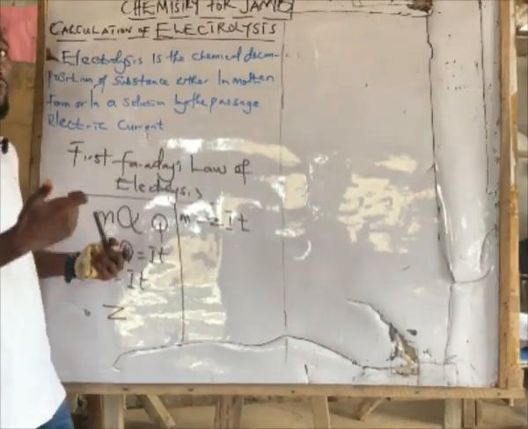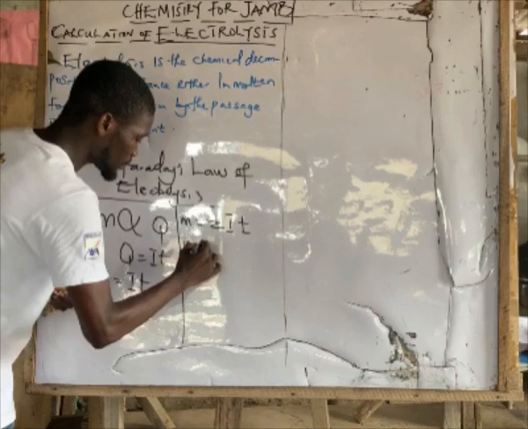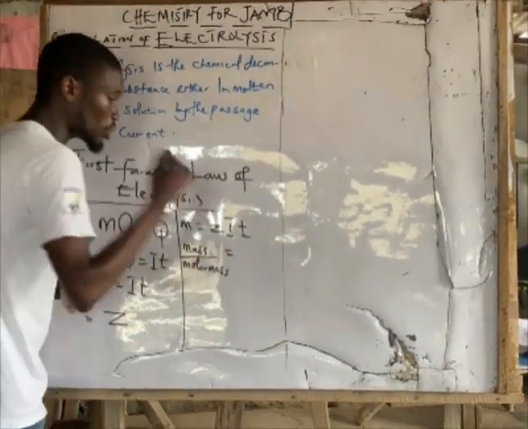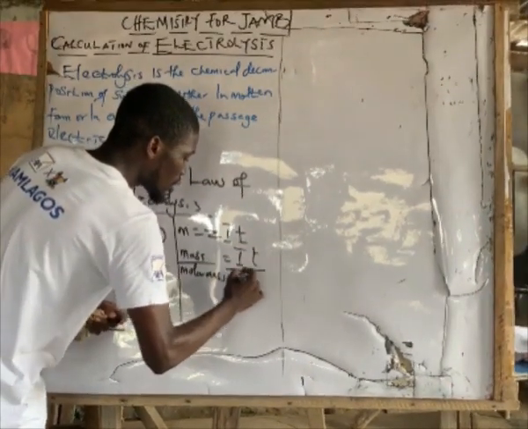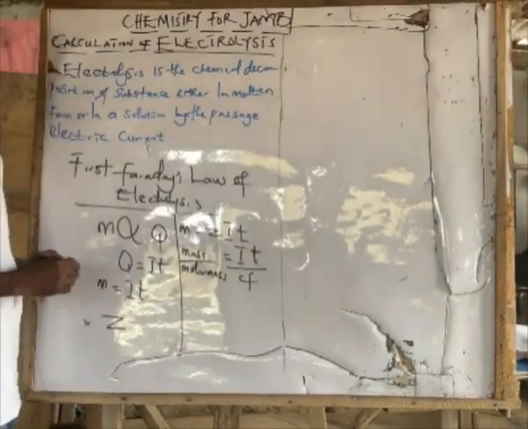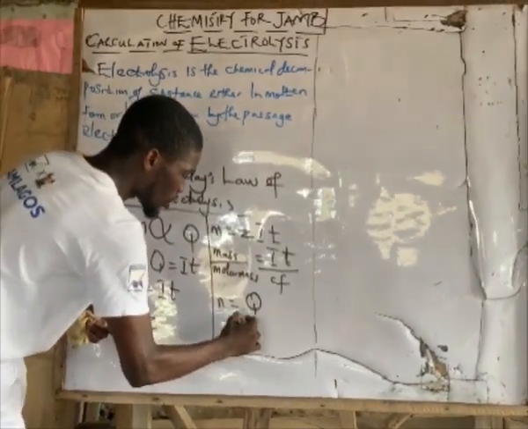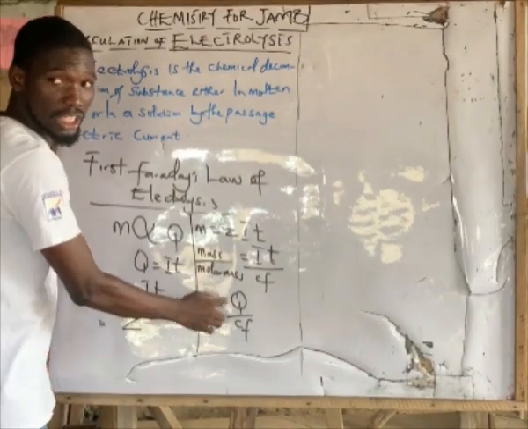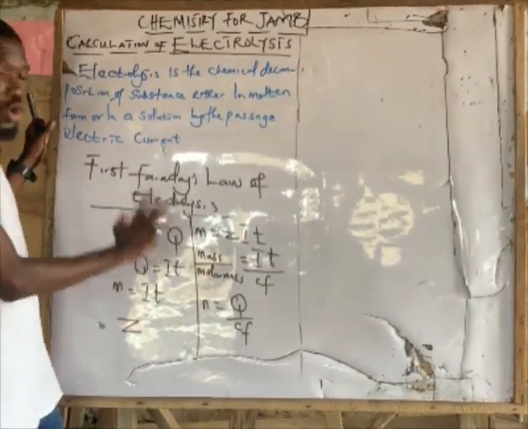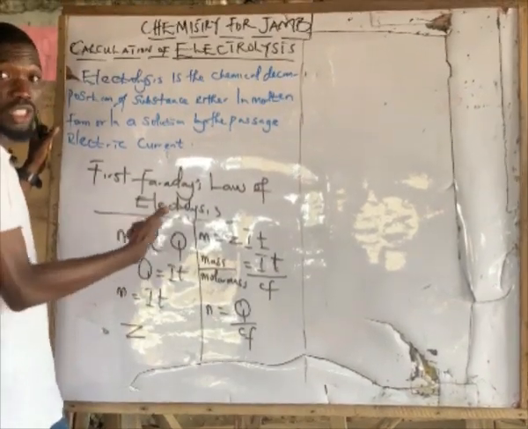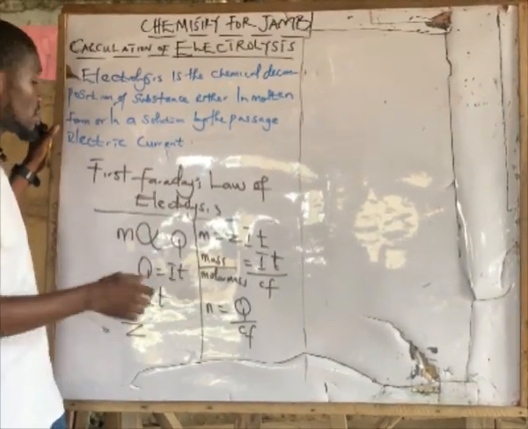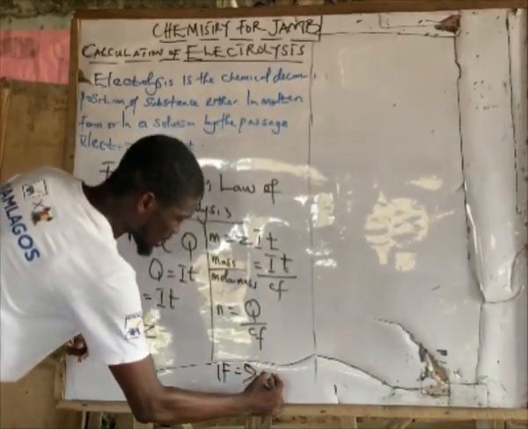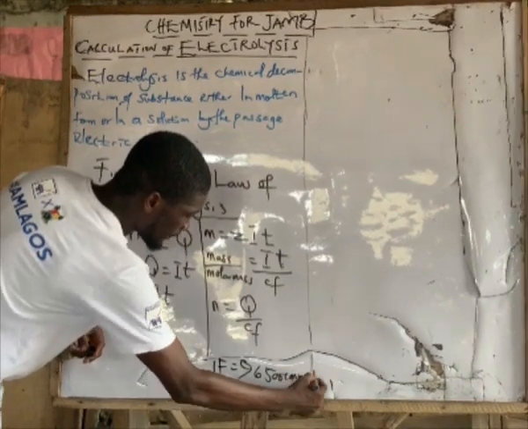The other formula which I said I'm going to expose you to is mass over molar mass equal to IT over CF. We also have n is equal to Q over CF. Mind you, IT is the same thing as Q, and Q is the same thing as IT. Are you with me now? These are the formulas we are going to play with using some parameters in this electrolysis. And mind you, our F here, as we all know, 1 Faraday is equivalent to 96500 coulomb per mole.